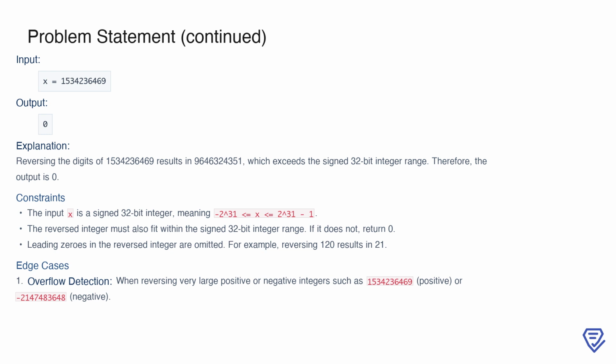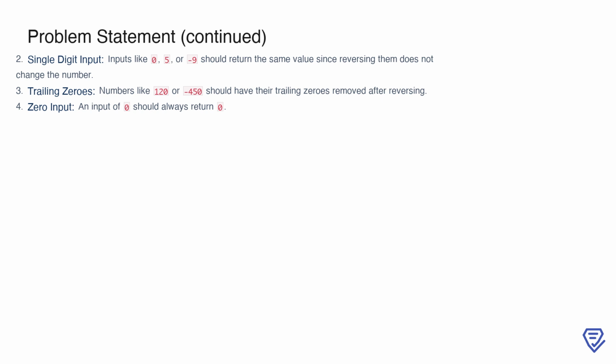Finally, we need to handle edge cases, such as detecting overflow when reversing very large integers like 15342364669 or -2147483648. Some other edge cases to consider include single-digit inputs like 0, 5, or -9. Since reversing these numbers doesn't change them, the output is the same as the input. Another important case is removing trailing zeros when reversing numbers like 120 or -450. For example, reversing -450 gives -54 because the trailing zero is dropped. Finally, if the input is 0, the output should always remain 0. These edge cases ensure that our solution handles all possible scenarios correctly.